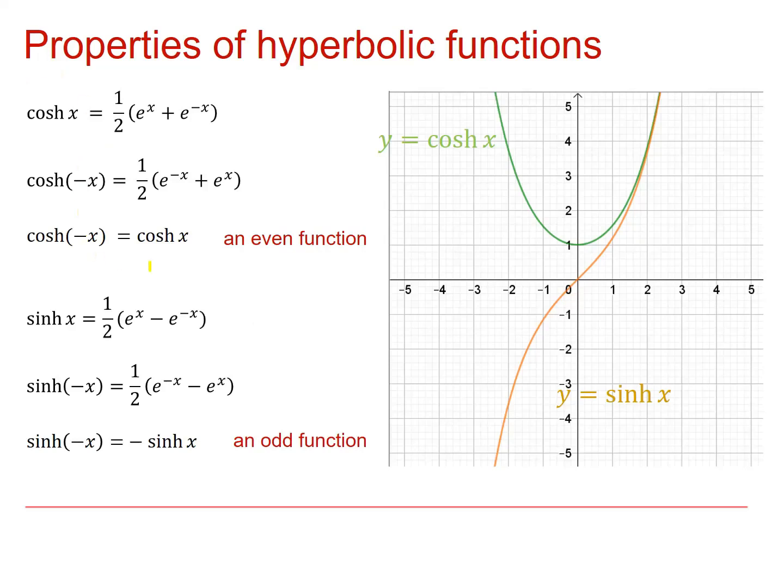This is looking at some algebra to look at whether they are odd or even, and so we get that cosh minus x is equal to cosh x, so it's even, and sinh minus x is equal to minus sinh x, so that's odd. And we'll use the definitions of these things in terms of e to the x's at a number of points when we're working with hyperbolic functions.